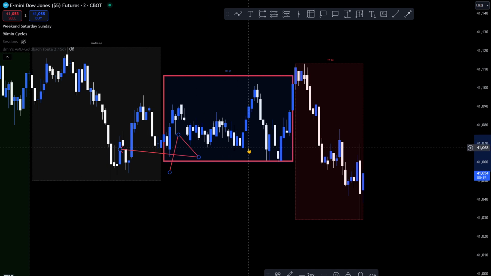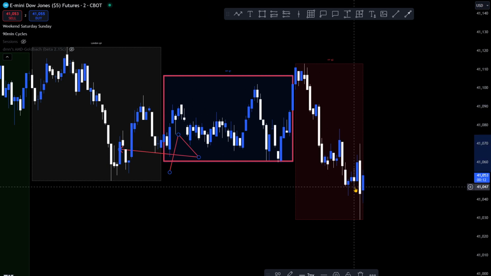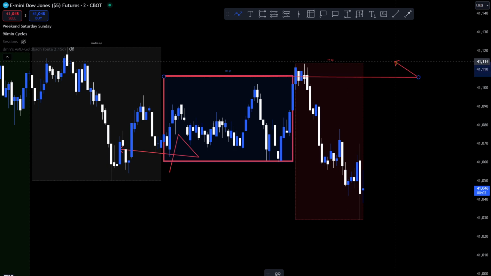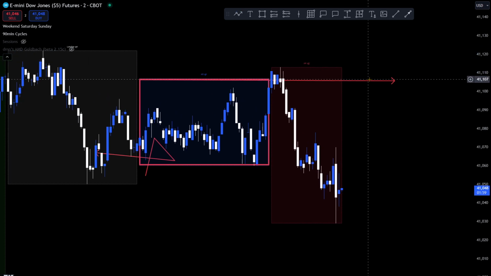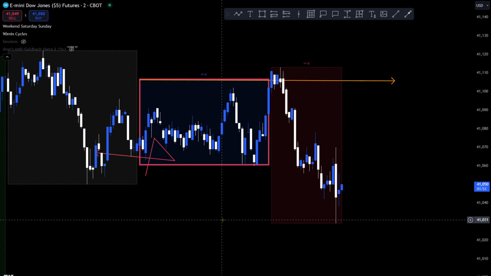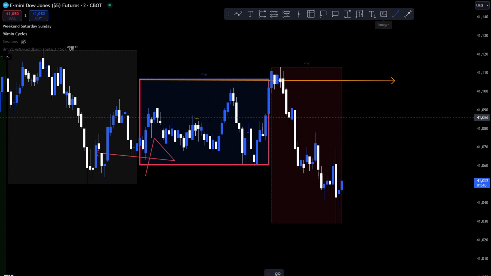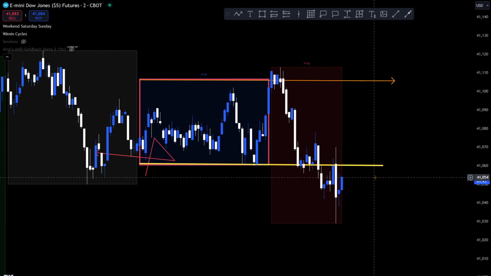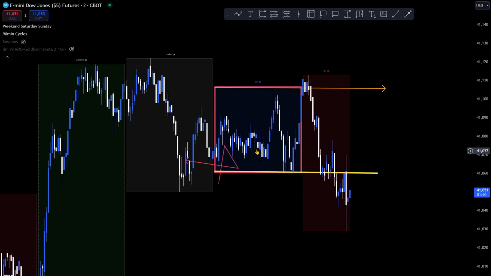This is an accumulation, manipulation. And what did I say about Q2 versus Q1? It's likely to take out both sides of liquidity, right? Let's change color here. Let's do like a yellow or something. That's fine. But this is a big thing, right? Manipulation takes out both sides of your previous accumulation.